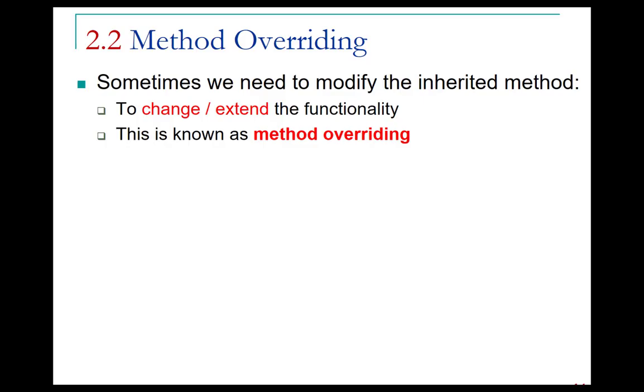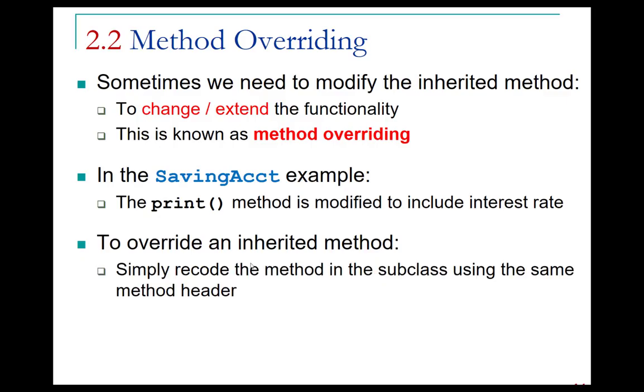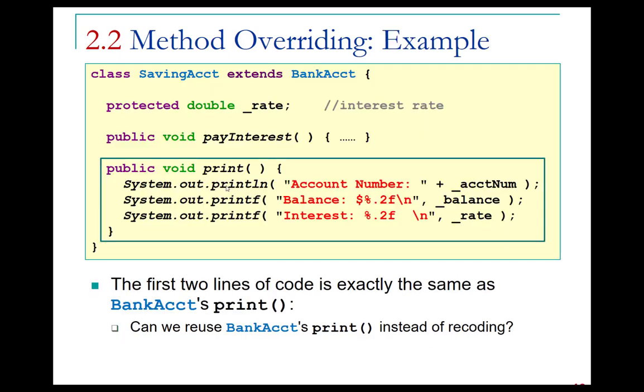We are allowed to change or extend the functionality of those inherited methods, and this is called method overriding. In a saving account example, we need to override the print method to include the interest rate. To override a method, we simply recode the method in the subclass with the same method heading. That means with the same name and the parameter types of the method. Here is how our print method looks.